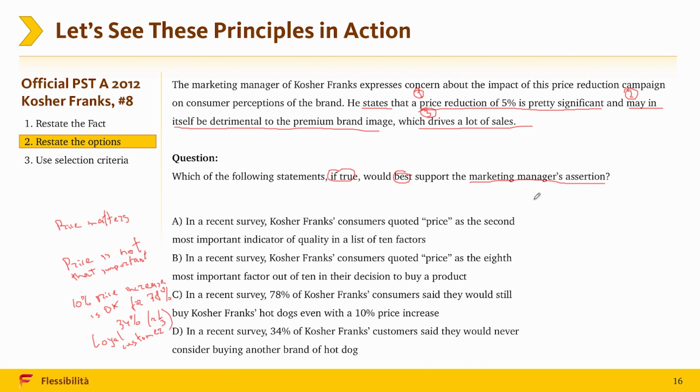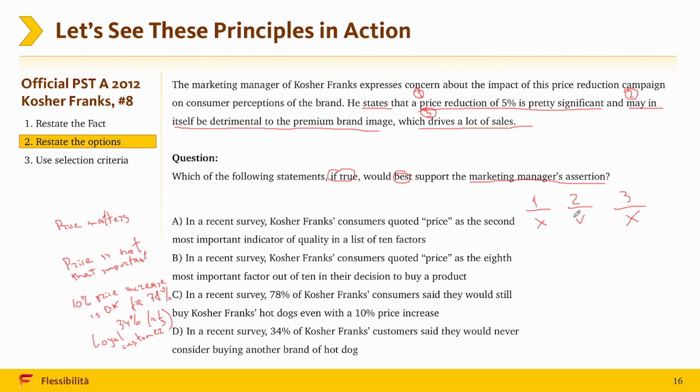And the selection criteria we can use are parts of statement. 1, 2, and 3. 1, price reduction of 5% is significant. 2, price reduction may be detrimental to the premium brand image. And 3, premium brand image drives a lot of sales. A says that price matters. Price matters is probably 2. We don't know if a 5% price reduction is a lot or not, so it's not stated here. We don't know if the premium brand image drives a lot of sales, so I cross here.